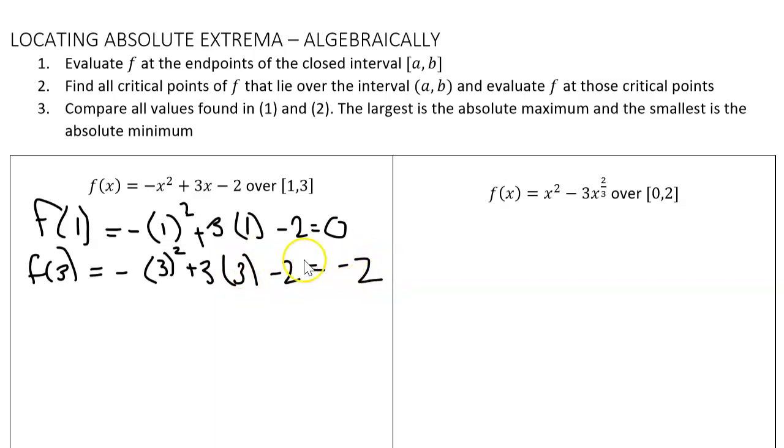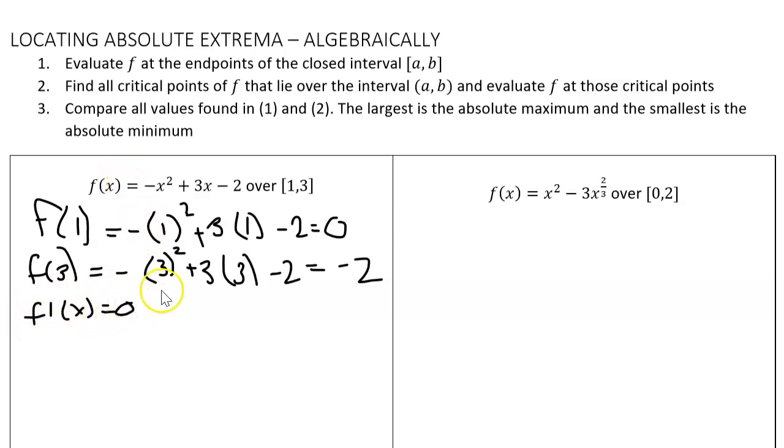So what we're looking at now, since -2 is smaller than 0, we have a candidate for an absolute minimum here with -2. We have a candidate for an absolute maximum with 0. What we need to check is if the critical value is either greater than 0 or less than -2. So to find the critical point, we know critical points occur when f prime of x equals 0.